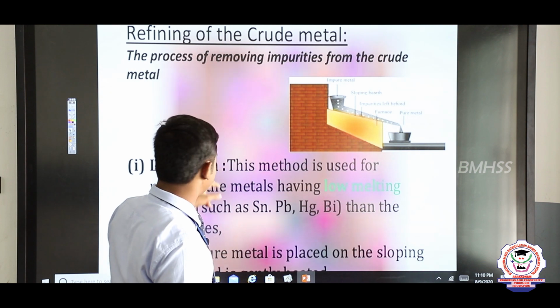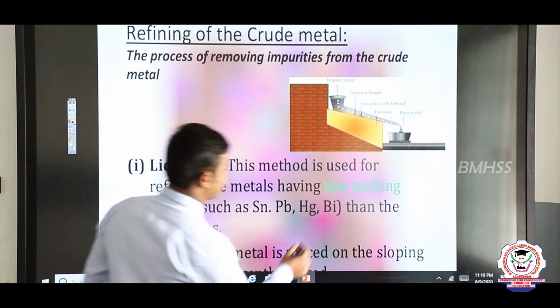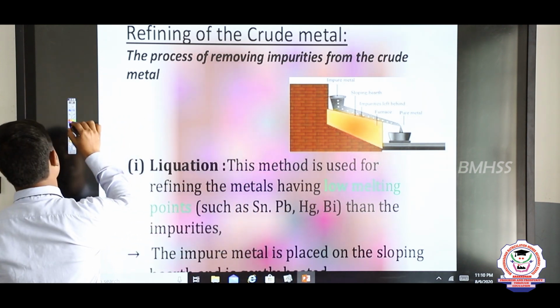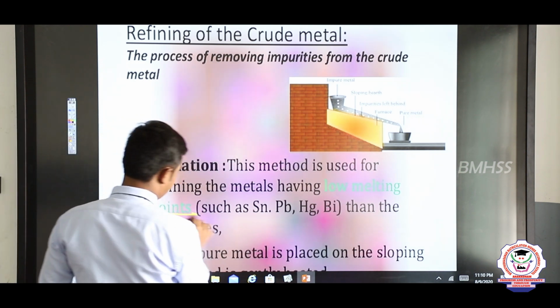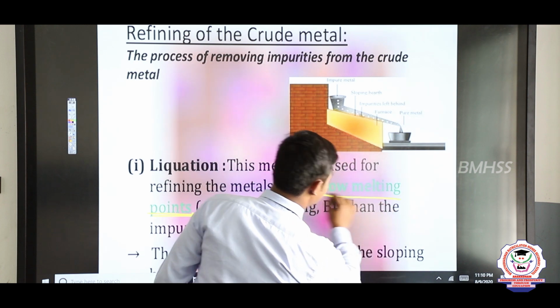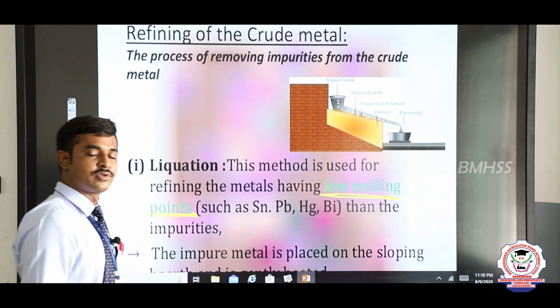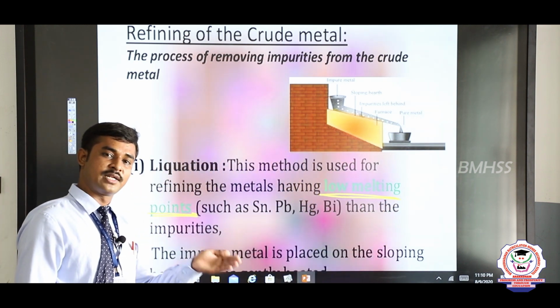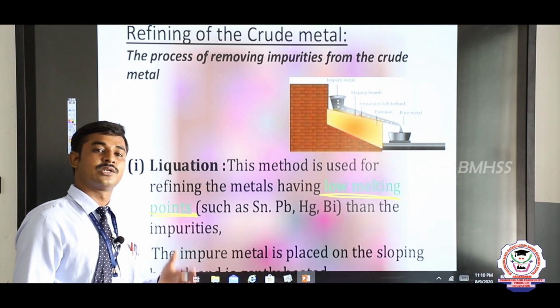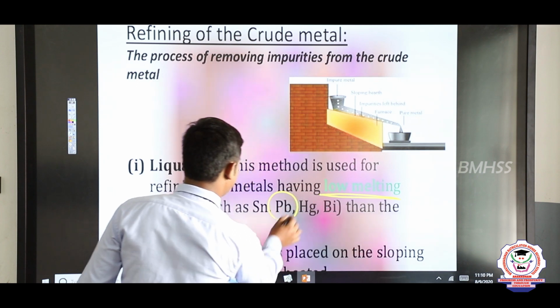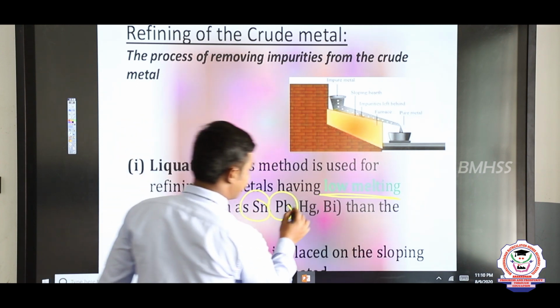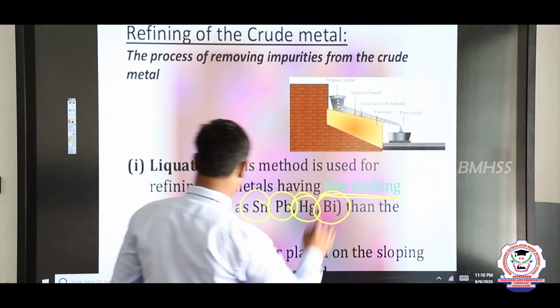The liquefaction process is suitable only for low melting point metals. Here you note the point, only low melting point metals, because to collect the metals in melted form, we need to use low melting point metals. So, some examples of low melting point metals are tin, lead, mercury, and bismuth.